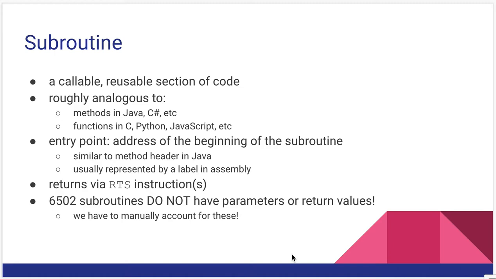One thing to note is that subroutines in 6502 do not have any inbuilt notion of parameters or return values. We have to code those in by hand ourselves.